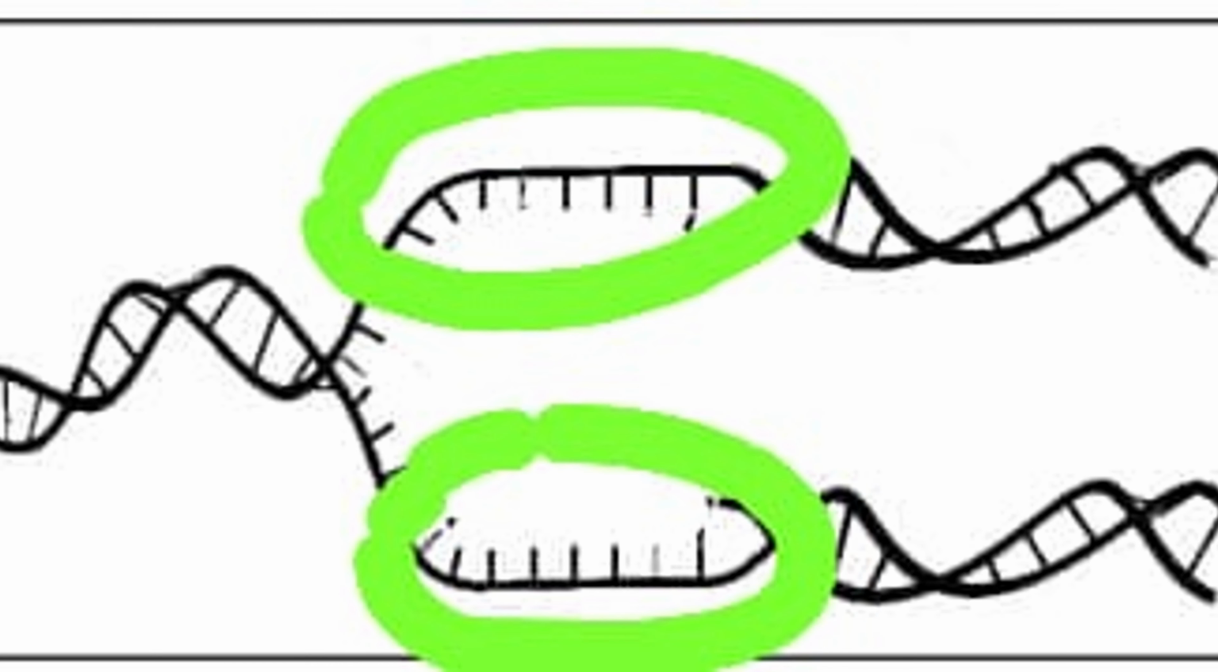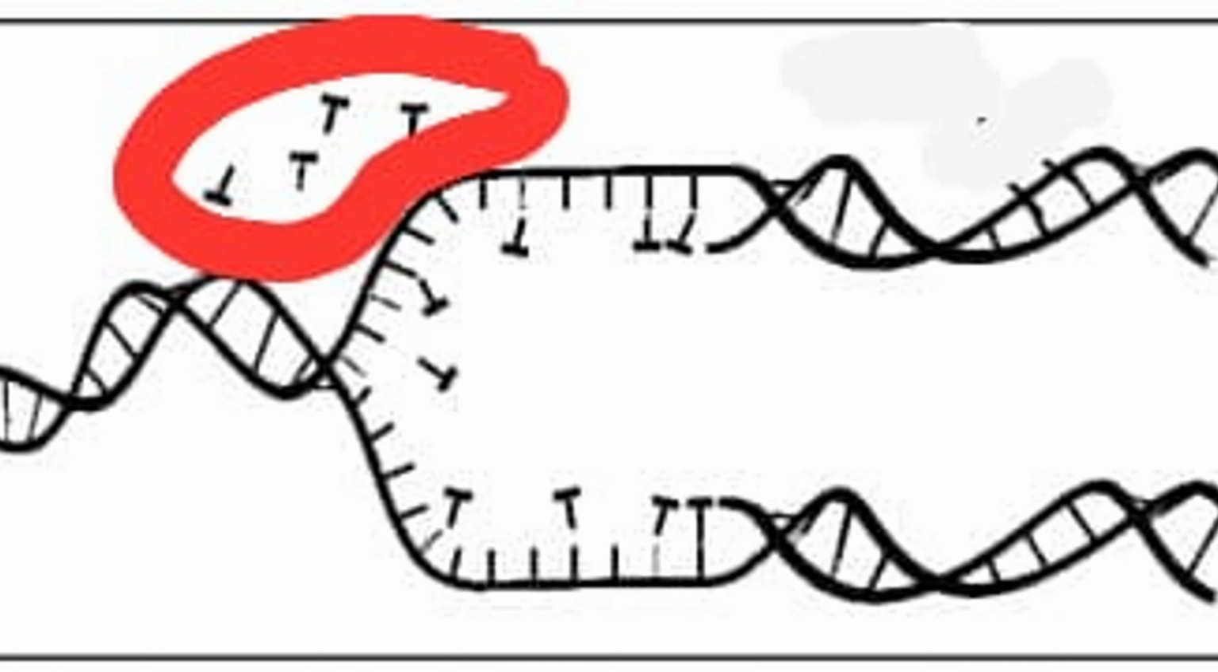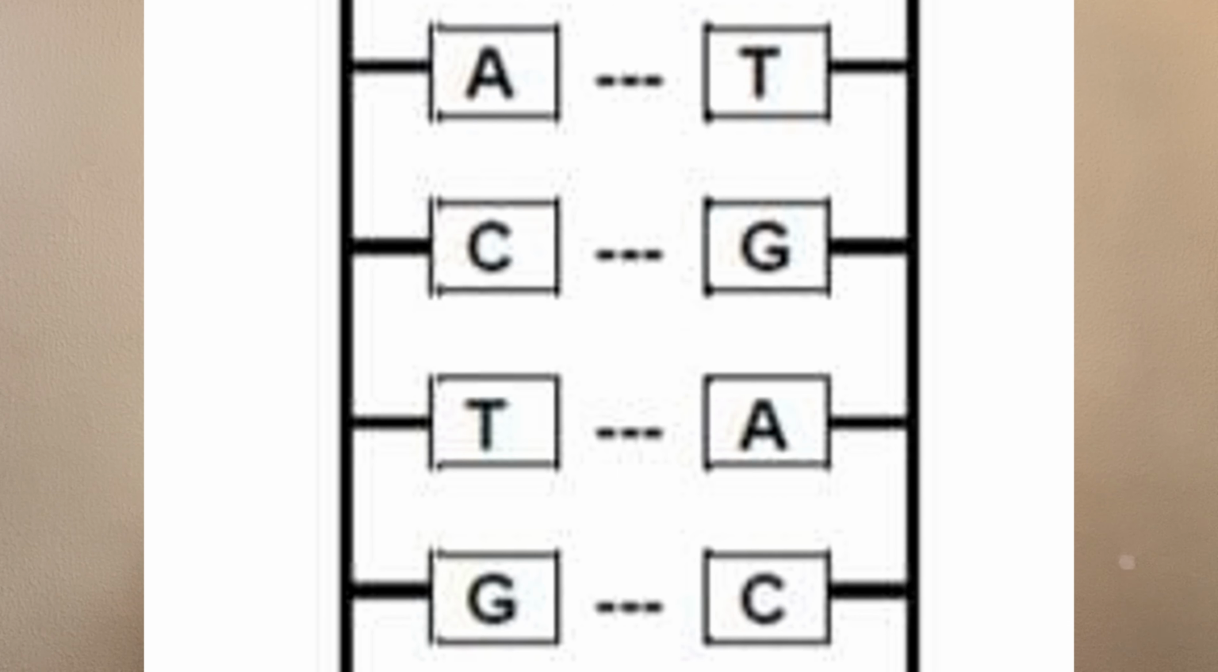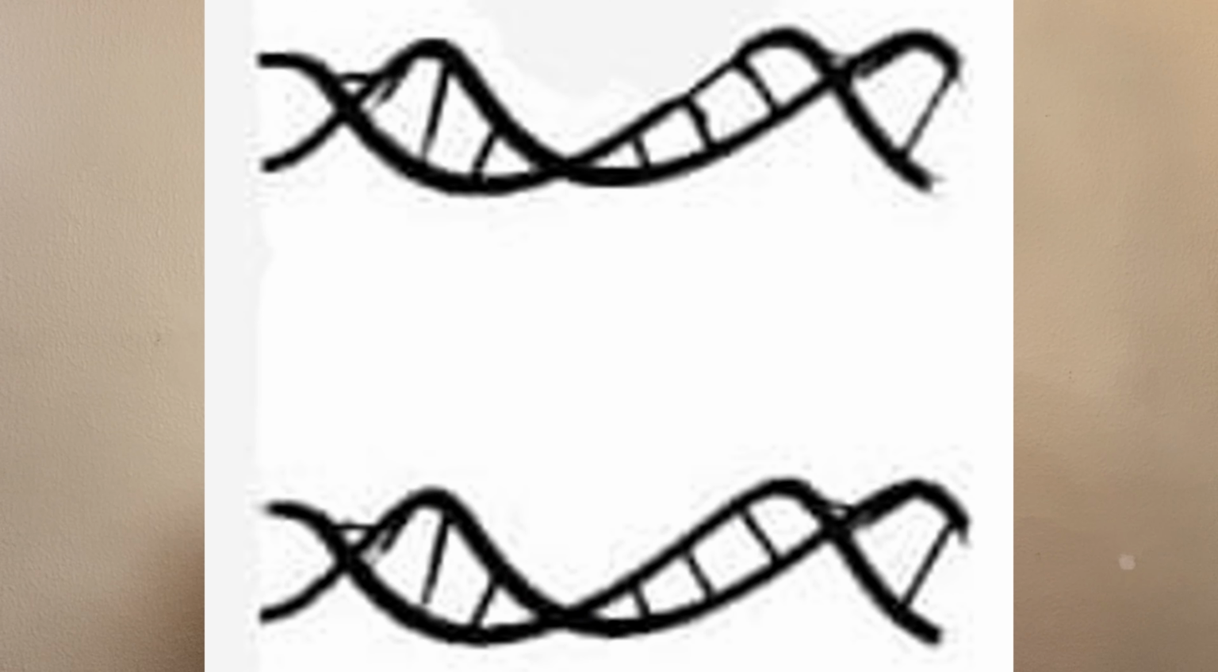a template for the formation of complementary DNA strands using free-floating DNA nucleotides found in the nucleoplasm, where adenine pairs with thymine and guanine pairs with cytosine. Two identical DNA molecules are formed.